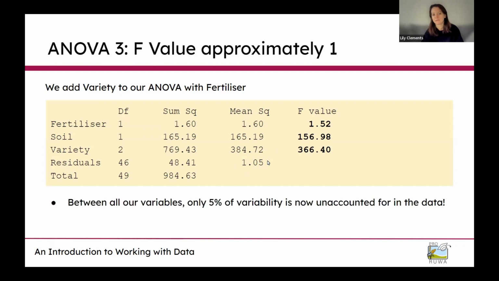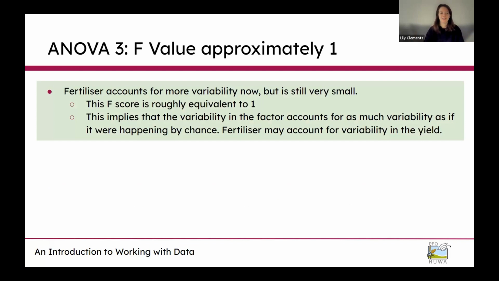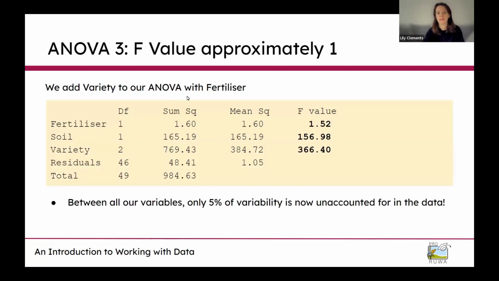That being said, firstly, between all of our variables, only 5% of variability is now unaccounted for in the data. This is great. Fertilizer accounts for more variability now, but it's still very small. If we look back here, our F value for fertilizer is roughly 1. A little bit more than 1, but roughly 1.